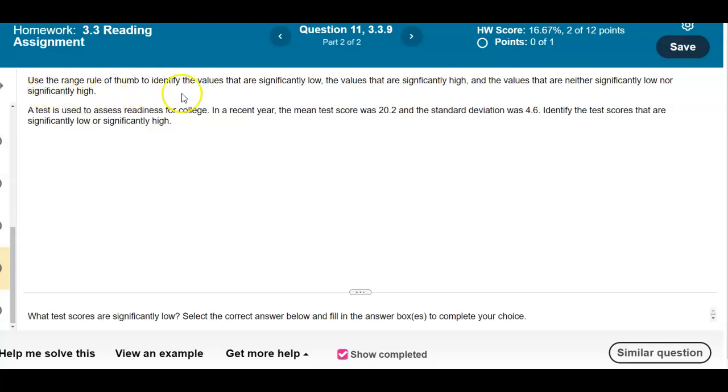Use the range rule of thumb to identify the values that are significantly low, the values that are significantly high, and the values that are neither significantly low nor significantly high. Now, a test is used to assess readiness for college. In a recent year, the mean test score was 20.2 and the standard deviation was 4.6. Identify the test scores that are significantly low or significantly high.